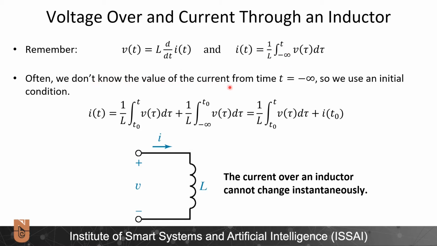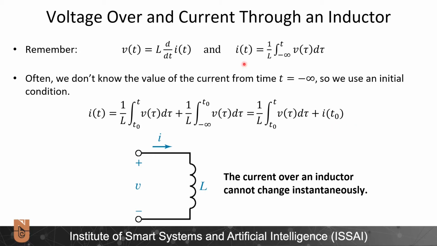Often, we don't know the value of the current at t is equal to minus infinity, when the Big Bang was happening. So, therefore, we need to use an initial condition. Let us show this mathematically. I will divide my integral into two parts, one from t0 till t and another one from minus infinity till t0. However, for the second part here, I will simply write the current through the inductor at that time instant as an initial condition.